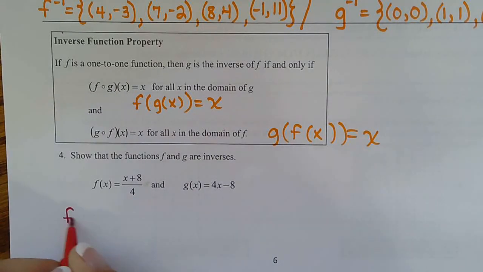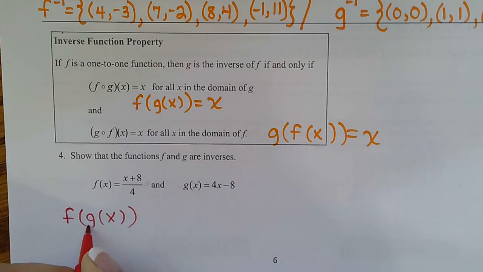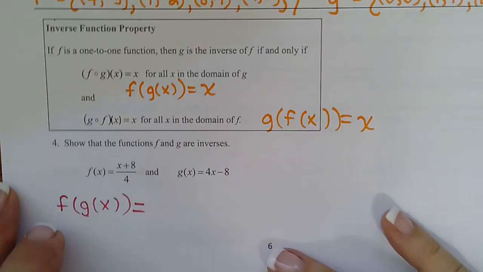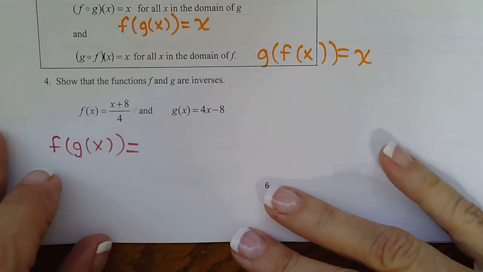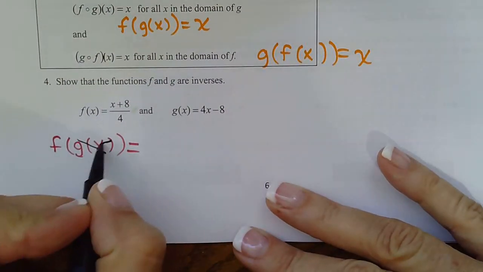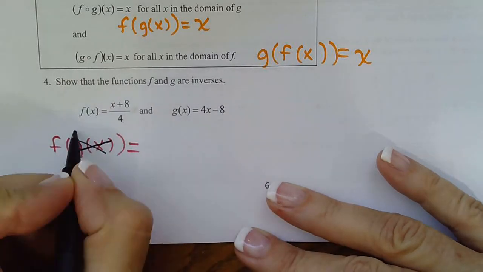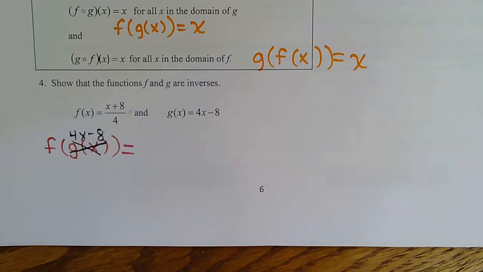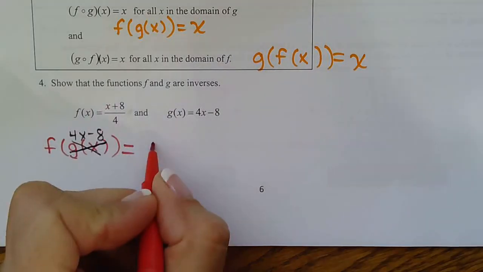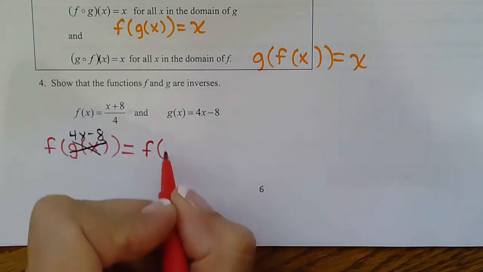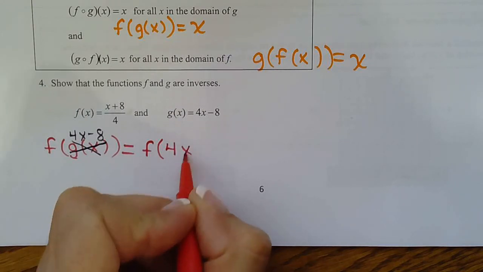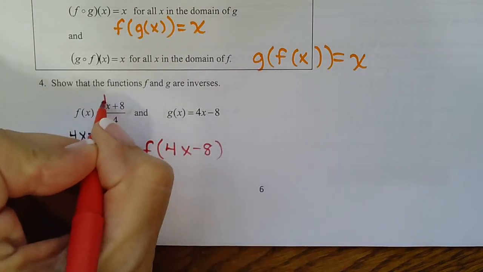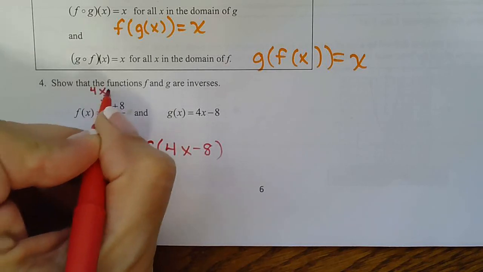So let's write f of g of x and do it just like we did on the last section. We're going to take g of x out, move up a little bit, and do exactly what we did before, replace it with what it's equal to. So to find this first composition, I need to take function f. Wherever I see an x, I need to plug in 4x minus 8. So right there, I need to plug in 4x minus 8.